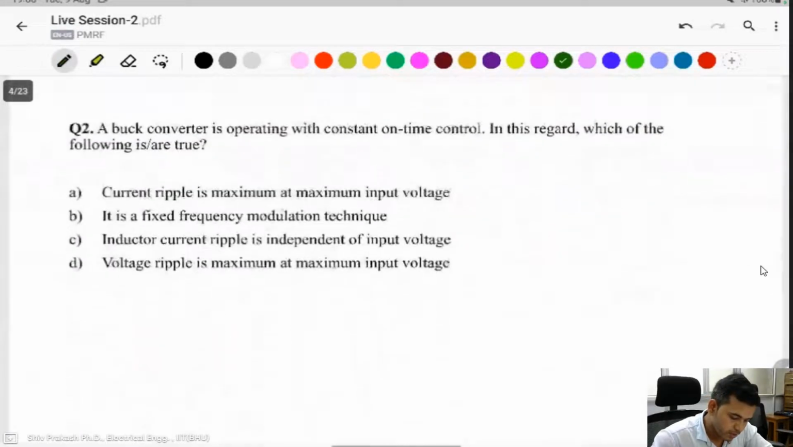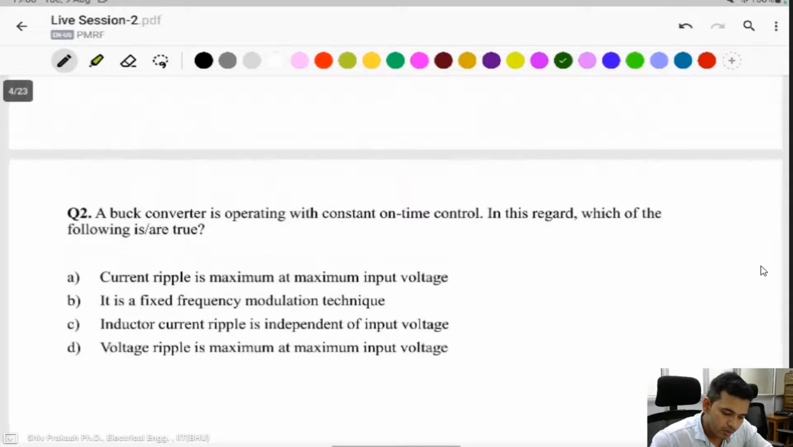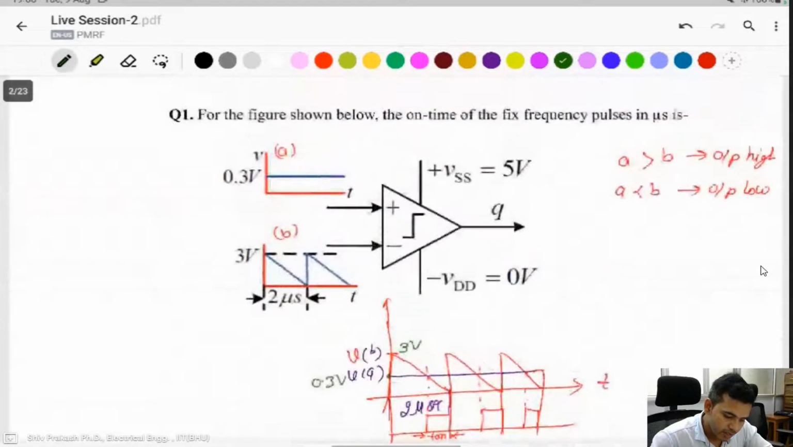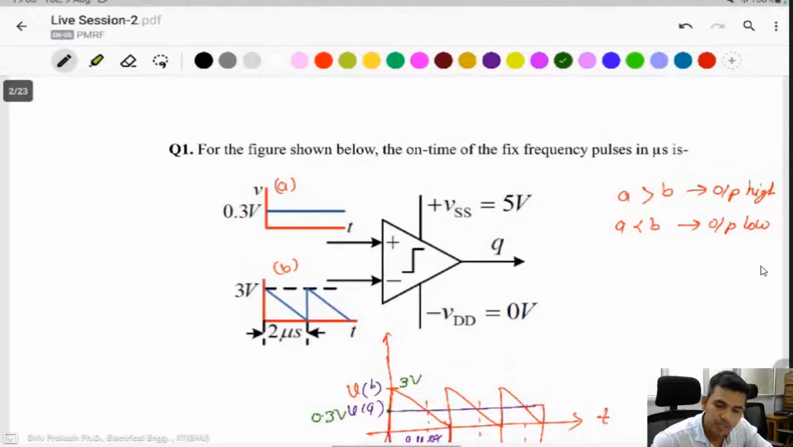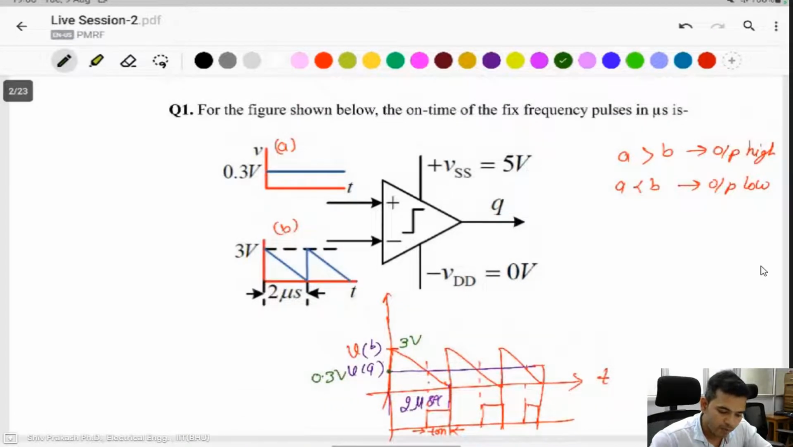The second question: a buck converter is operating with a constant on time control. In this regard, which of the following is true? Only one option is true. So it is 0.4 volt. Yes, I think I had taken 0.3 volt and 3 volt, that's why it came 0.2 microsecond. Same process you can apply for 4 volt and 0.4 volt. So no matter.